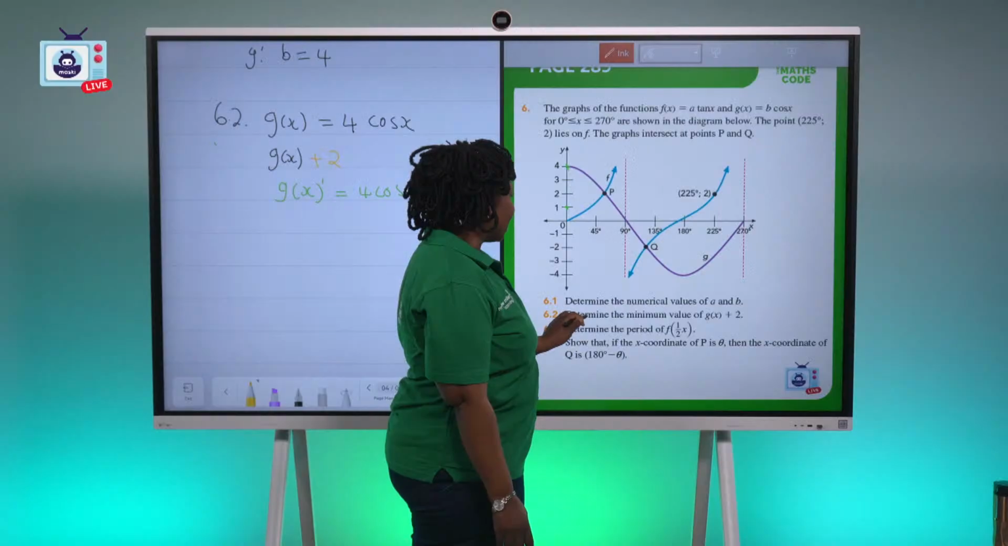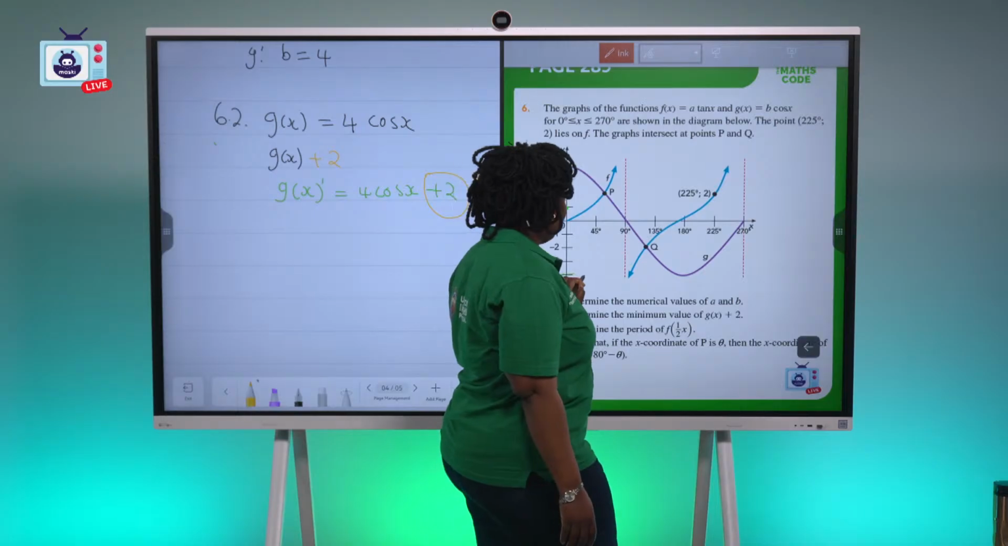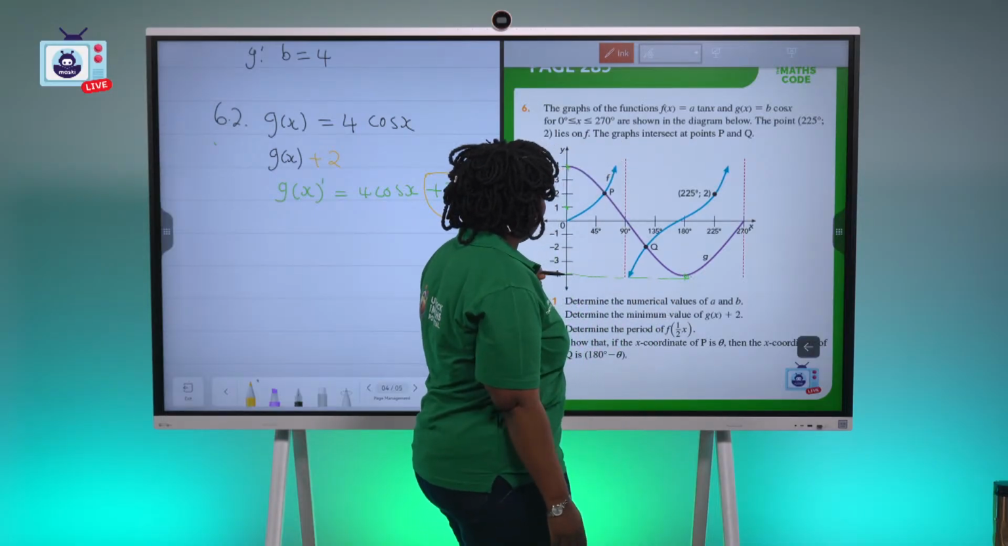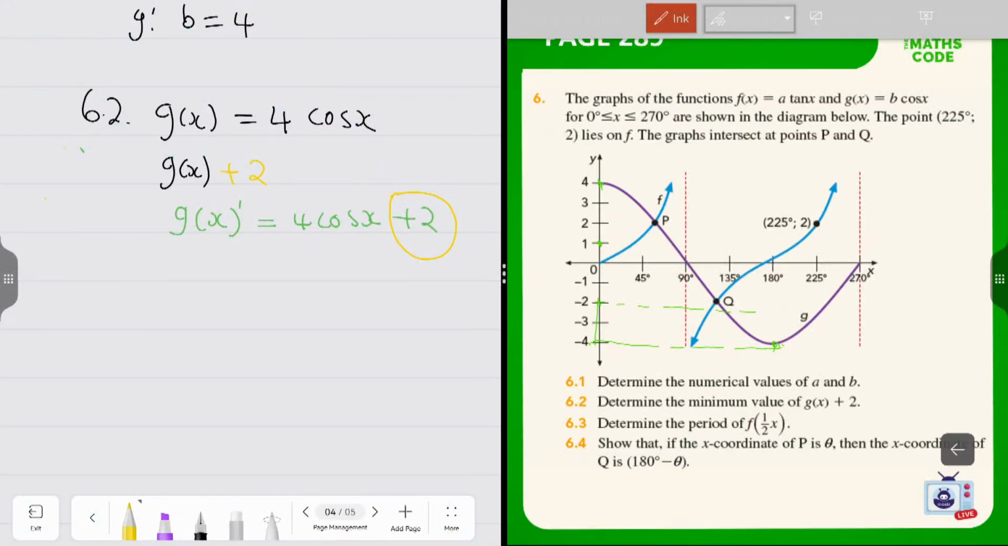So when they say calculate the minimum, they are saying to us that since the minimum number was at -4, what is happening is that this is going to move 2 units up. That means that our minimum number will therefore be -2. So that's how we get the minimum and the maximum number.